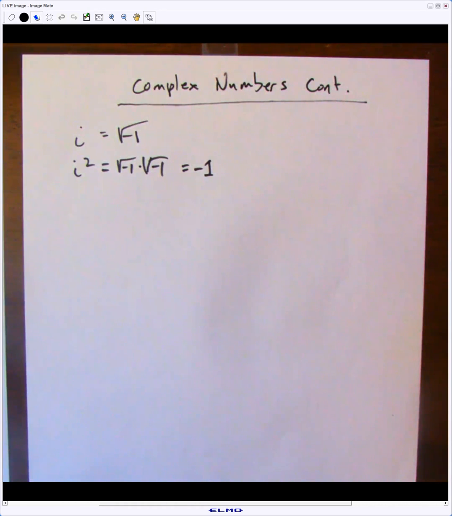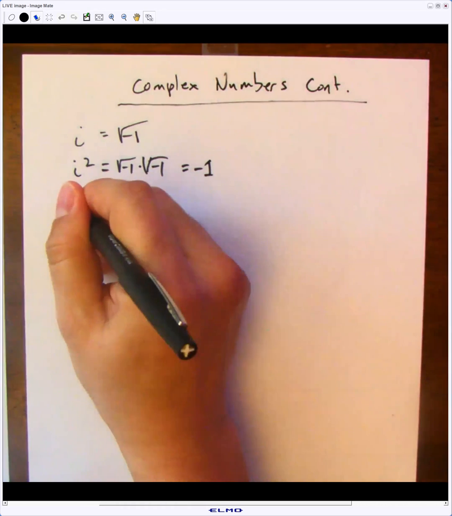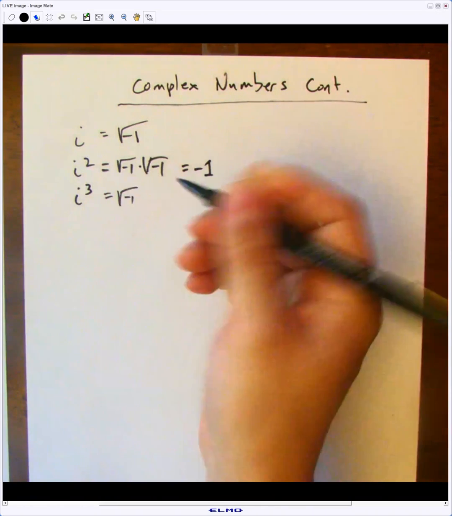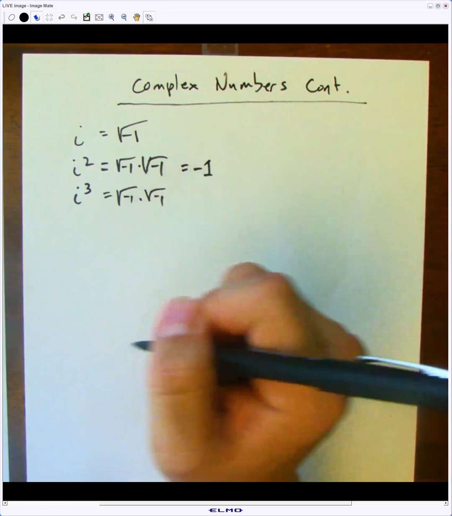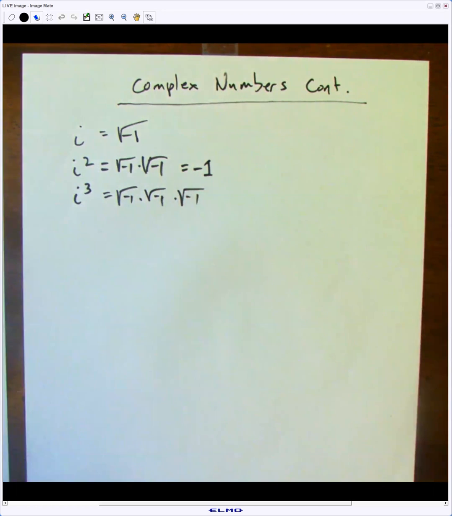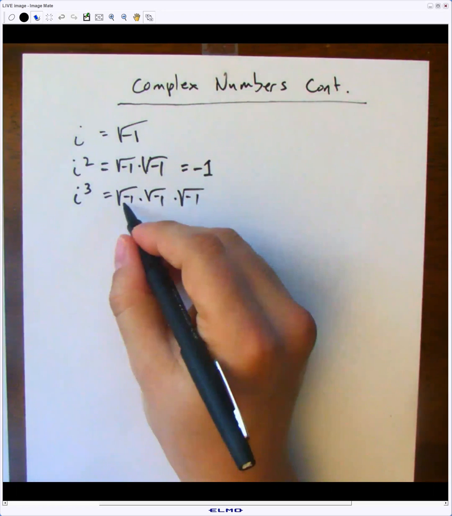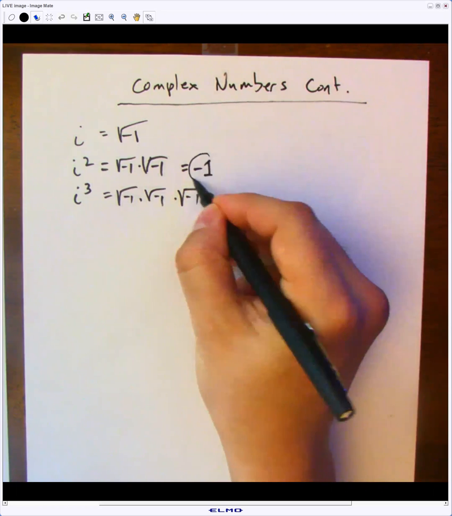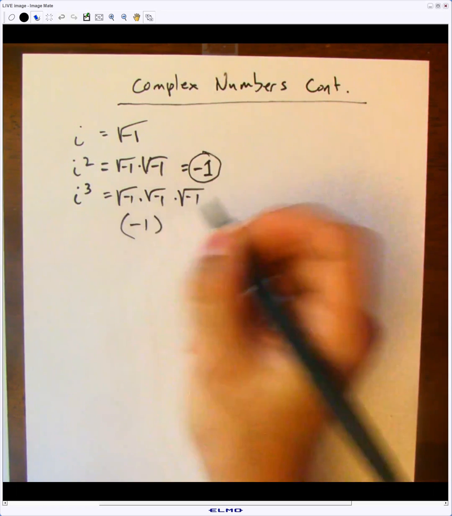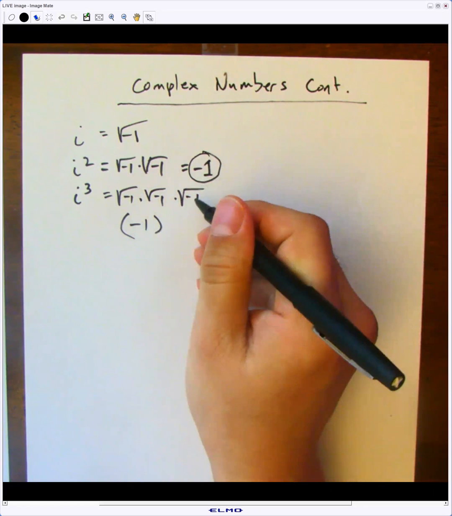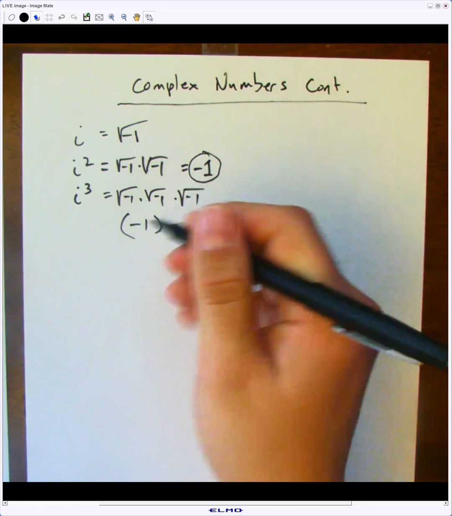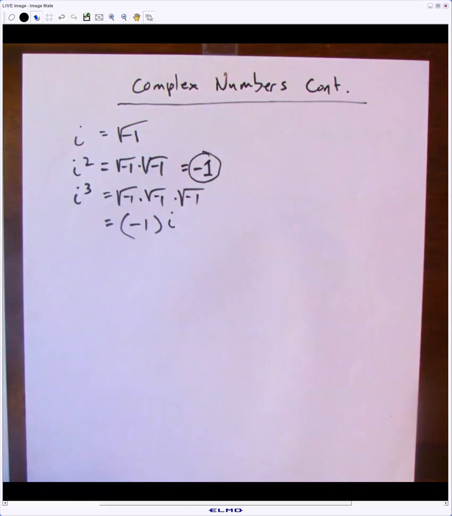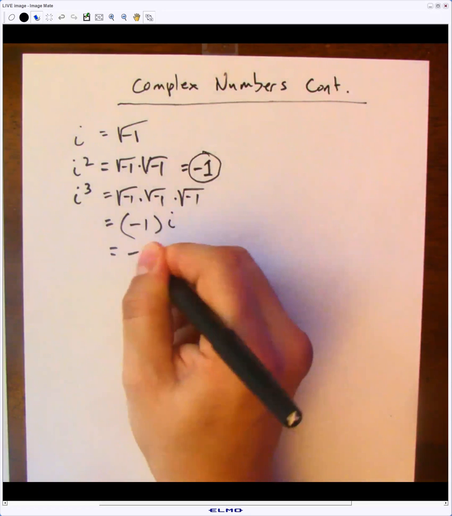What do you think would happen if we cubed i? In other words, we took i to the third power. Well, then we would just have the square root of -1 times the square root of -1 times the square root of -1. But we already said that the square root of -1 times the square root of -1 gives us just -1. And then we also said that the square root of -1 is the imaginary number i. So now we have -1i, or simply -i.